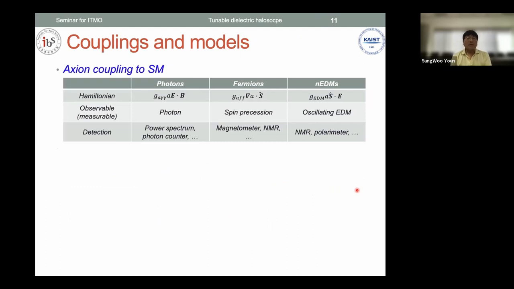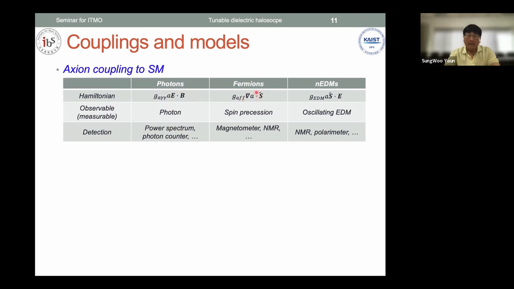The axion can couple to any standard model particles in principle. We can couple it to the photon through electromagnetic interaction, and the observable is basically the photon itself, so we can detect them by looking at the power spectrum, or by simply counting the photons themselves.